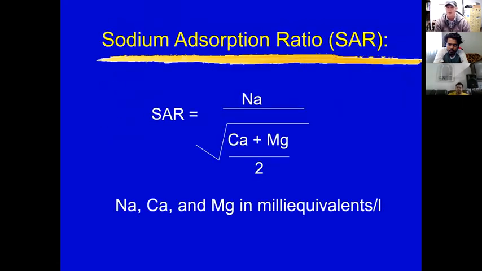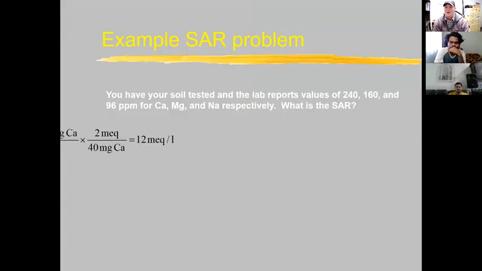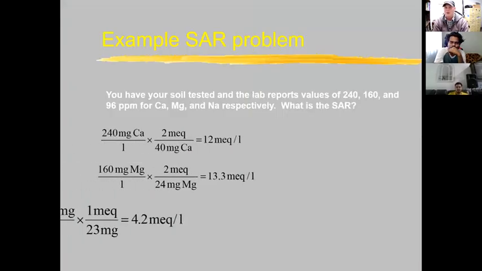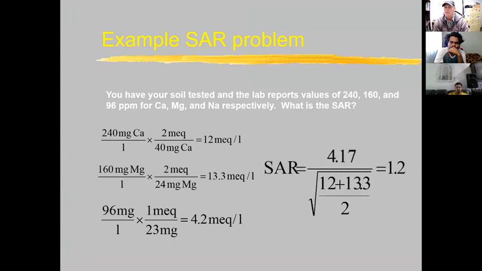And this is what the equation looks like. Now, this is just for your information only. I'm not going to make you guys calculate this for this class, but that's what it is. It's basically a ratio of sodium to the square root of the average of calcium and magnesium. And somehow that works, okay? All right, I'm going to skip this part because I don't need you guys to calculate it in class, but if you ever want to go back and review, this is how it's done.